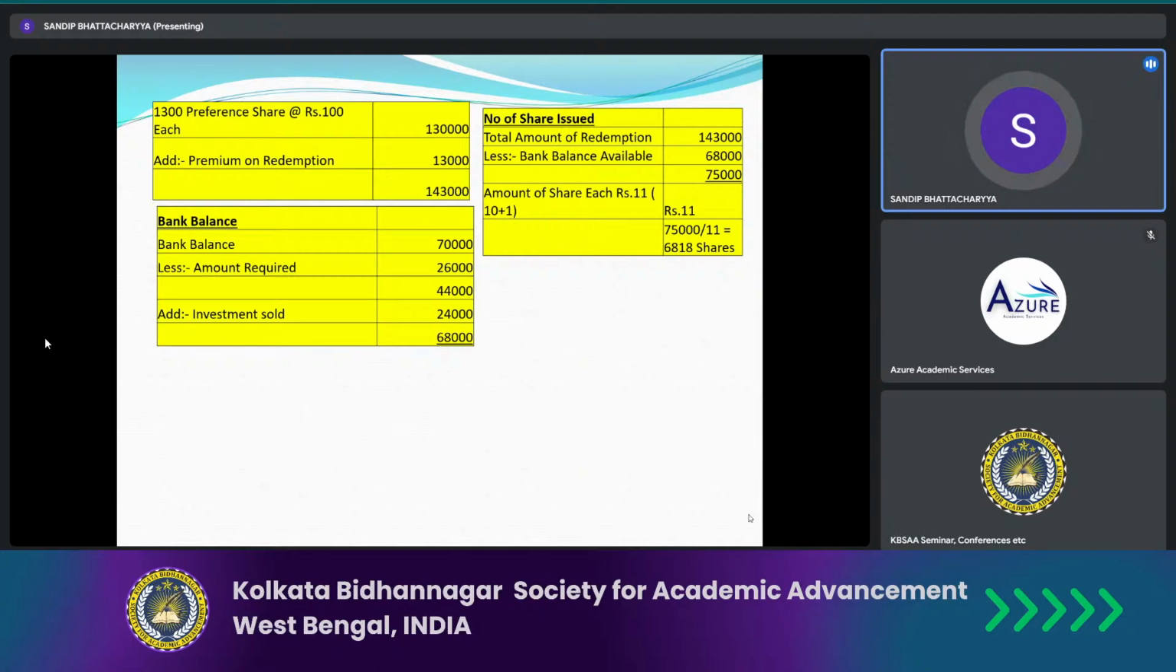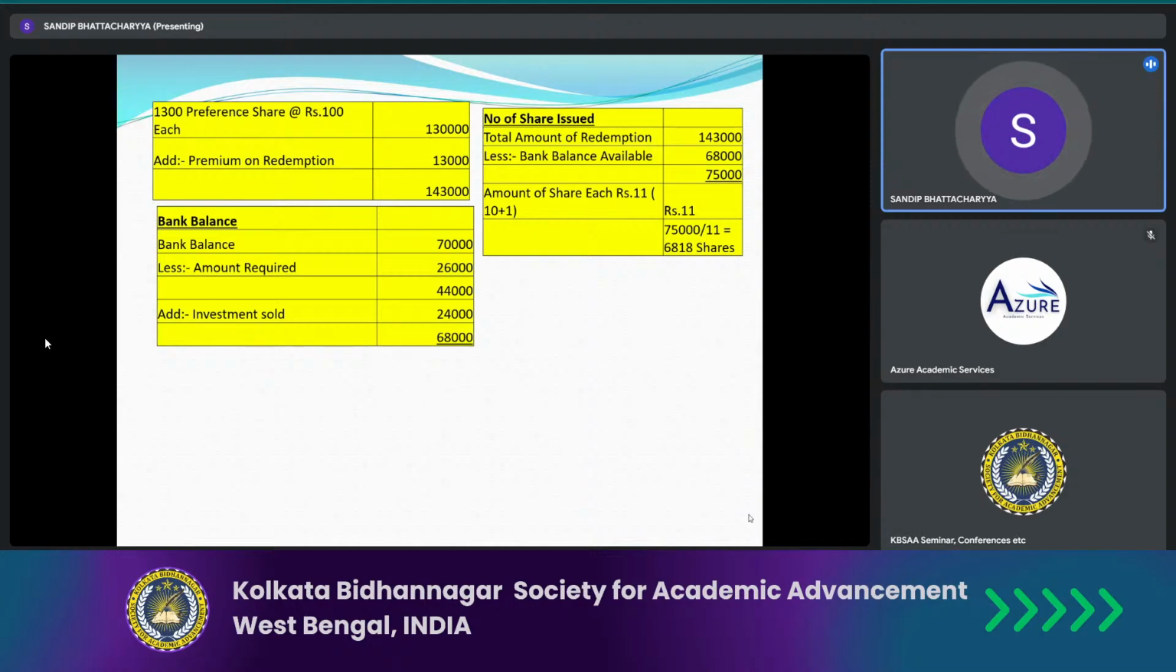Now you see note number 3, that is on the right hand side. Now you can see the right hand side. That is how many shares are issued. So the total amount of redemption is how much? 1,43,000. Less bank balance available, how much? 68,000. So if you subtract 68,000 from 1,43,000, it will be 75,000.